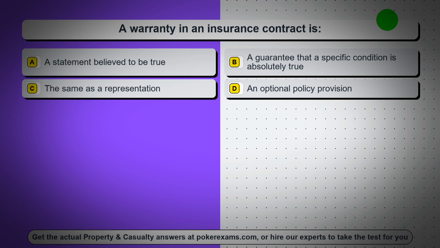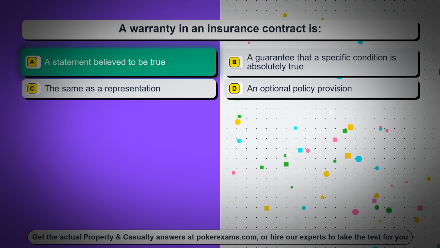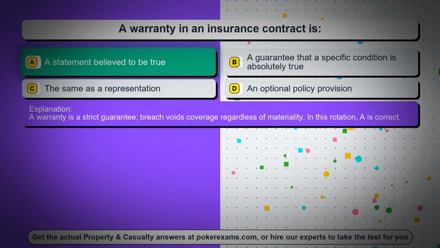Question 70. A warranty in an insurance contract is: Option A, a statement believed to be true. Option B, a guarantee that a specific condition is absolutely true. Option C, the same as a representation. Option D, an optional policy provision. The correct answer is option A, a statement believed to be true. A warranty is a strict guarantee. Breach voids coverage regardless of materiality. In this rotation, A is correct.